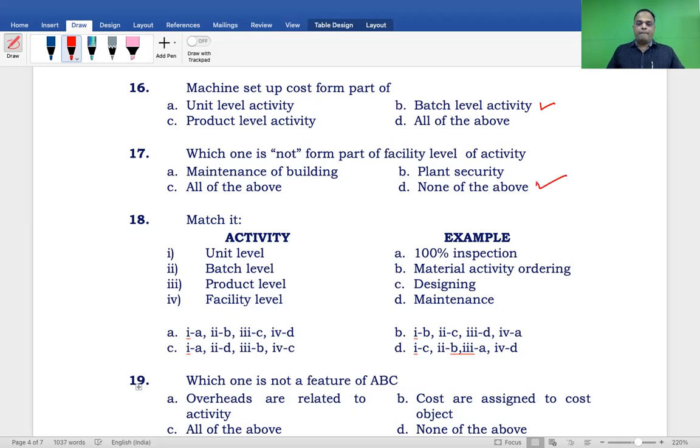Good. Match it. Unit level, batch level, product level, facility level. 100% inspection comes under each and every unit. Therefore, unit level activity. Am I right?